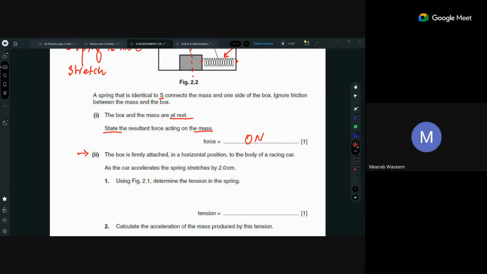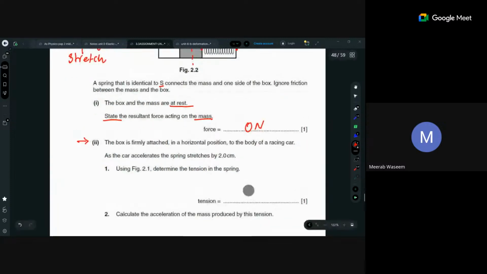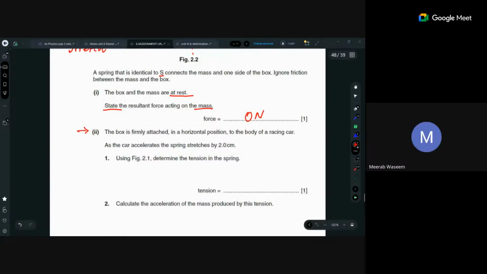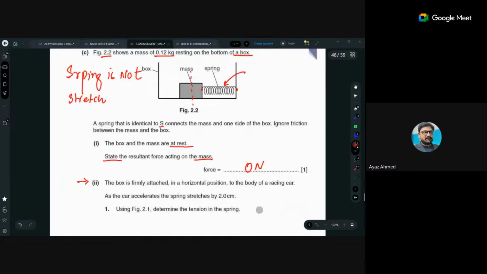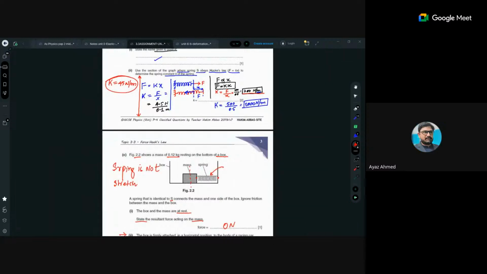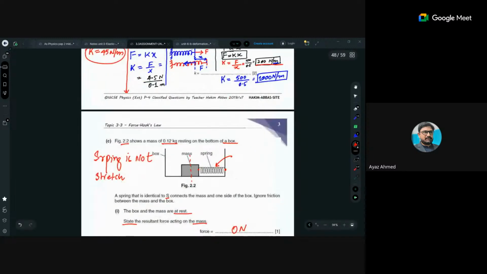Sir, we will multiply 2 with 0.12. Okay, your opinion is 2 times 0.12. Okay, let's lock it. Mirab has said this. Now, it's your turn. What do you think?